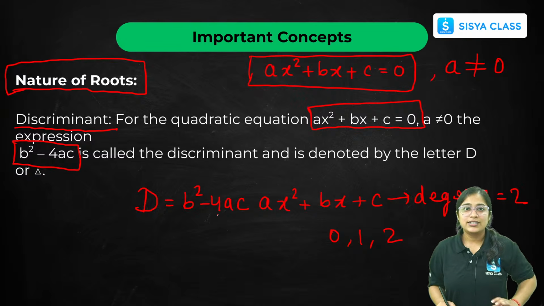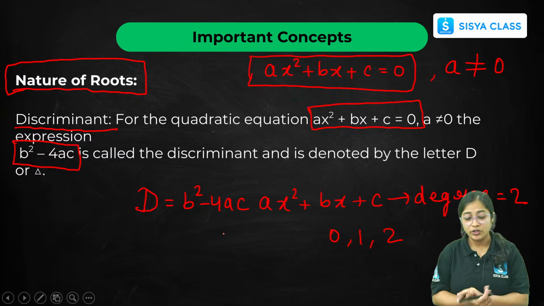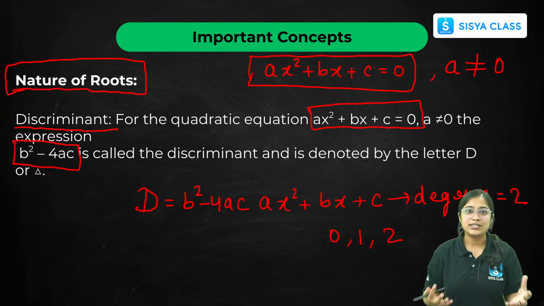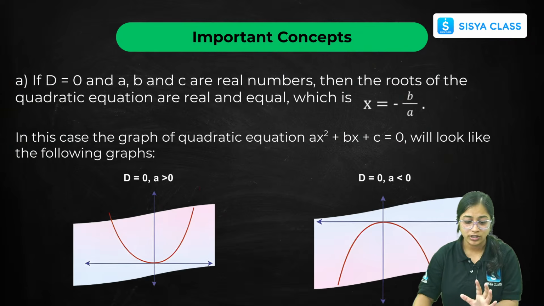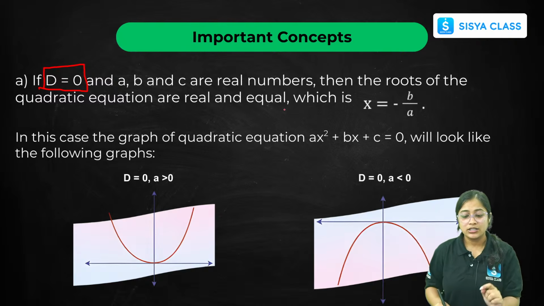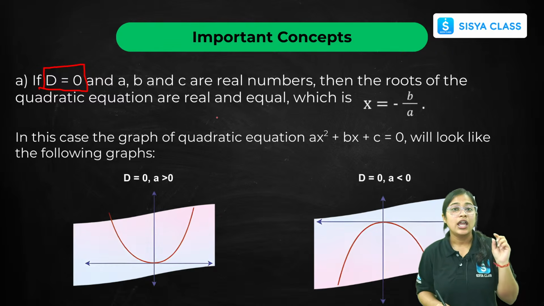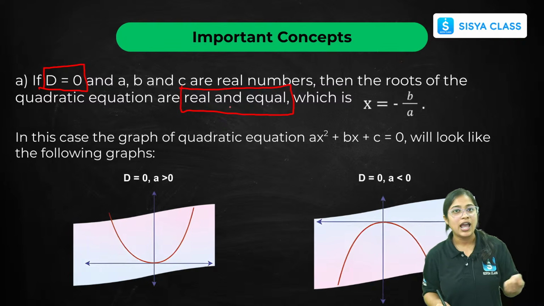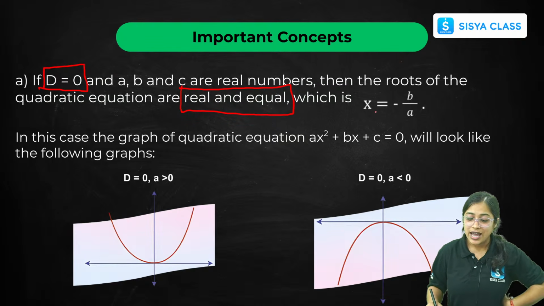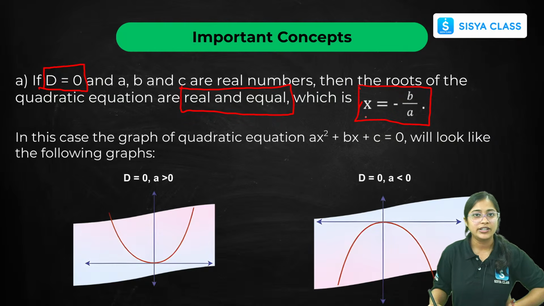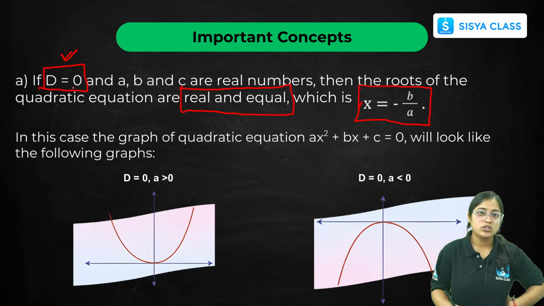Now, why is the discriminant important? Because we find the nature of roots of any quadratic equation by looking at its discriminant, right? Okay. Now let's see, if your quadratic equation has discriminant 0, in that case your quadratic equation has real and equal roots, okay? So it has 2 roots, both are real and both are equal. And what is that root? It is equal to minus b upon 2a. This is the root of your quadratic equation when D equal to 0, okay?